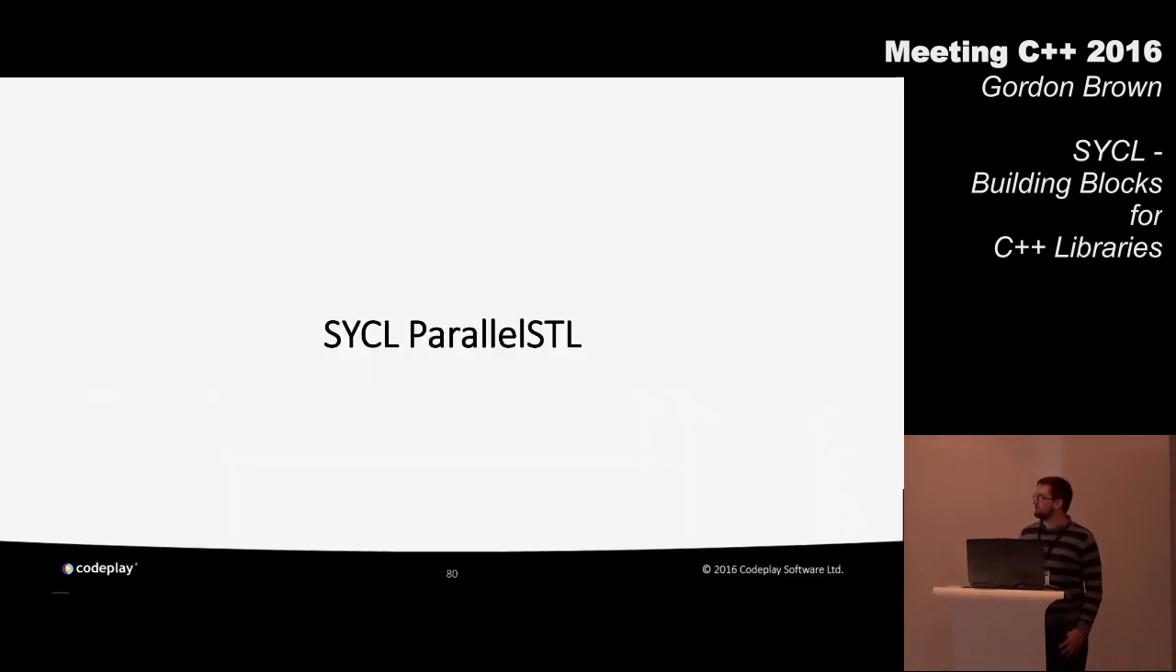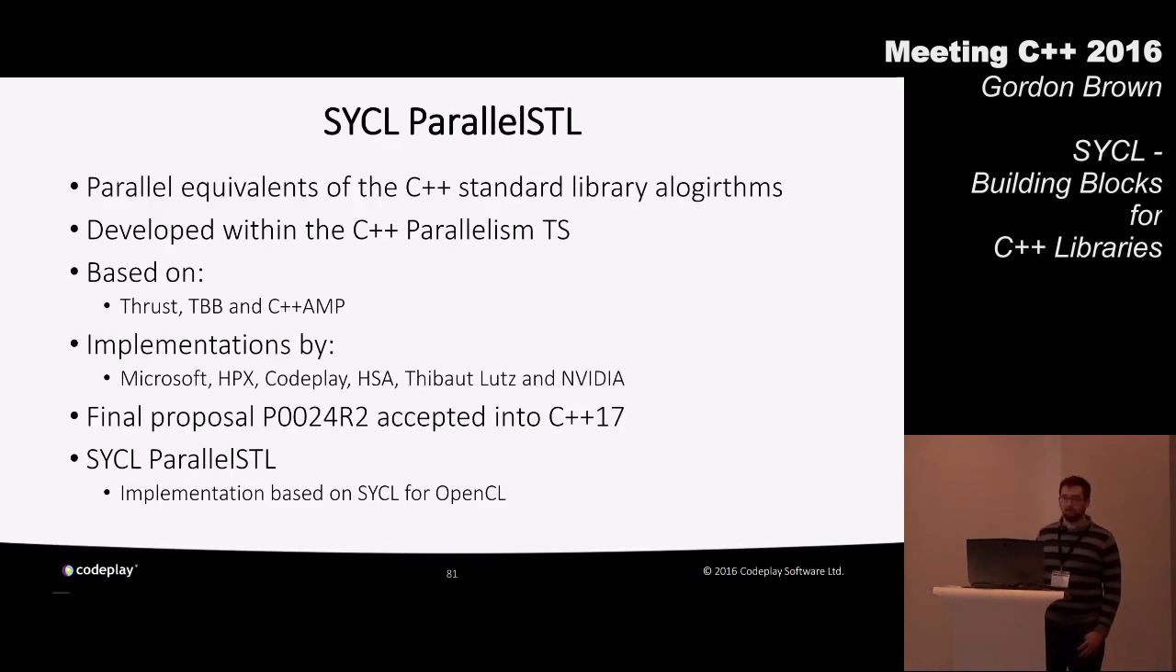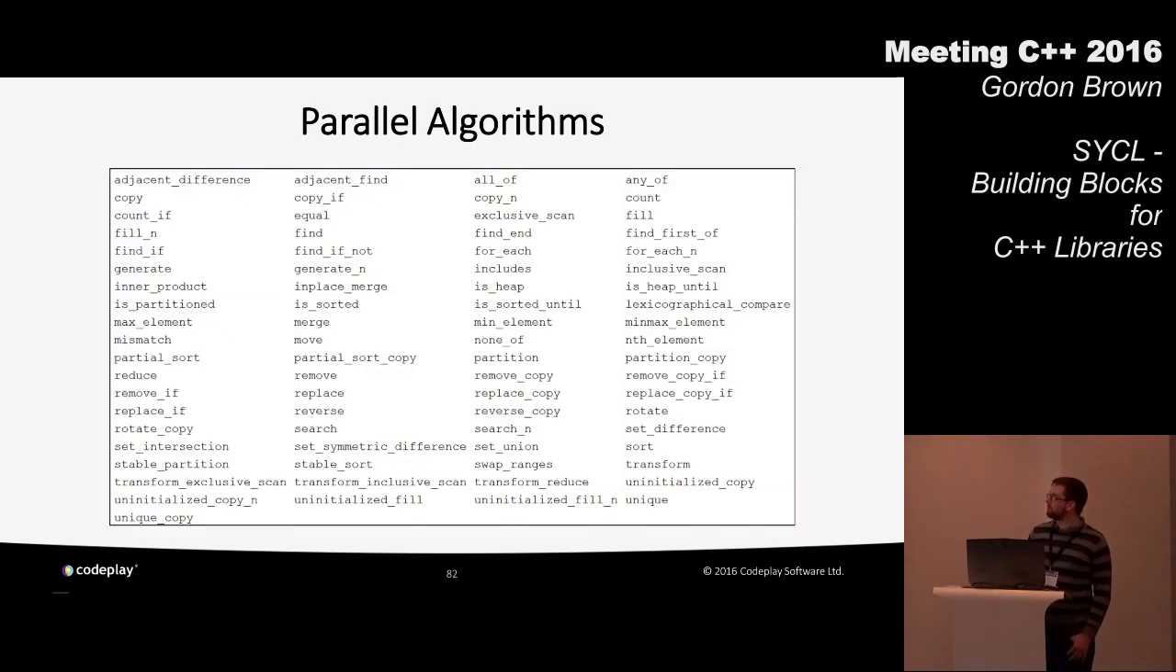The first one is SYCL Parallel STL. Some of you will be familiar with Parallel STL. It's the parallel equivalent of the standard library algorithms. It's developed by the Parallelism TS within the C++ committee, and was recently accepted into C++17. And SYCL Parallel STL is simply a Parallel STL implementation based on SYCL. This is a list of the parallel algorithms that Parallel STL provides. It's not all of them, but there's quite a few. Not all algorithms are naturally parallelizable.